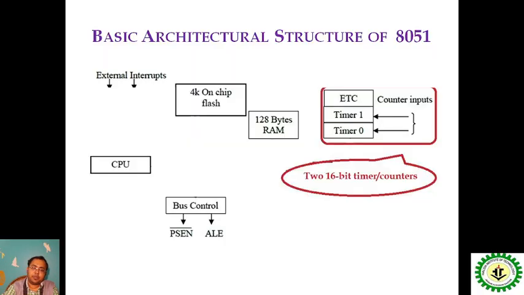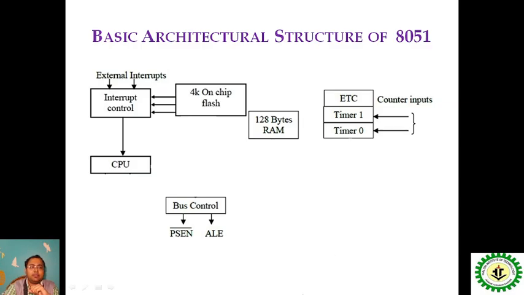After that, you can see it has some interrupt control sections. This is a very interesting part: the 8051 supports an interrupt control structure. Why is this interrupt control structure required? Because it might happen that during normal operations, some external event or some internal event tries to interrupt the normal sequence.